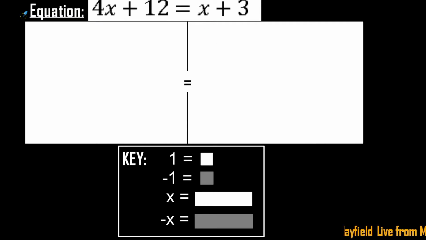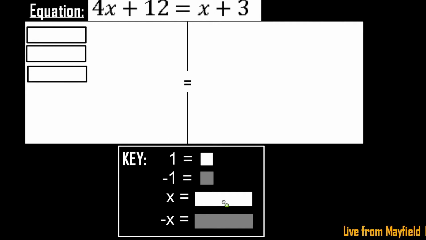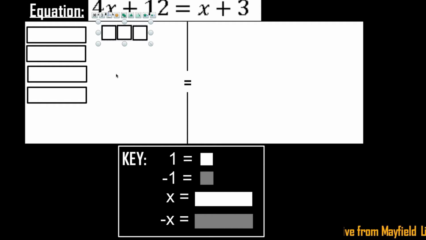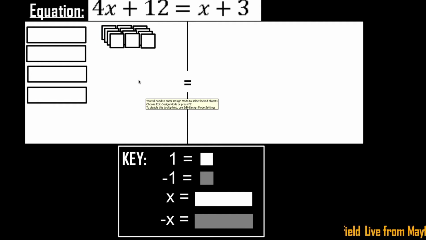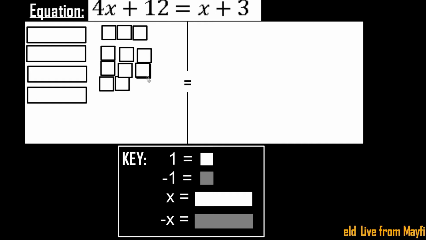To also back it up using the model, again, just like we've been doing, be able to have an expression on the left and an expression on the right. So on the left, I have 4 positive x's. Again, use this key for yourself. Then I have 12 positive 1's. And I can kind of reorder those that way a little bit easier to see. On the right side, I have 1x, and I have 3 positives.